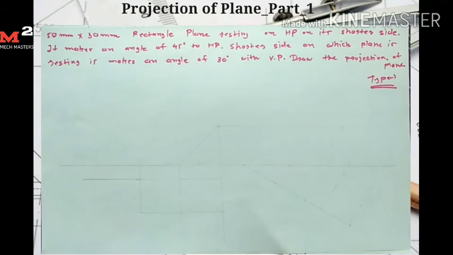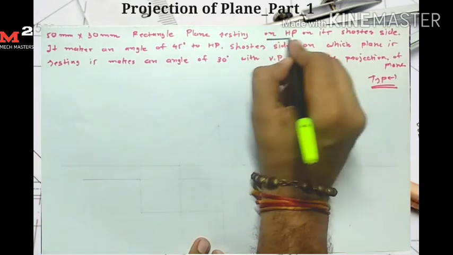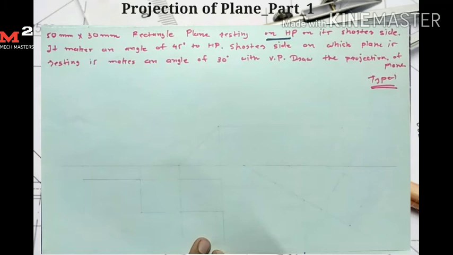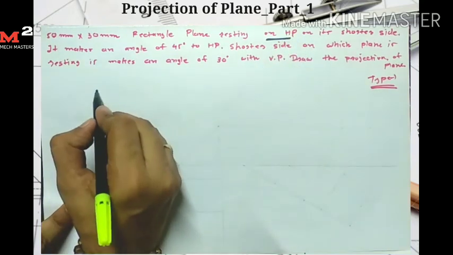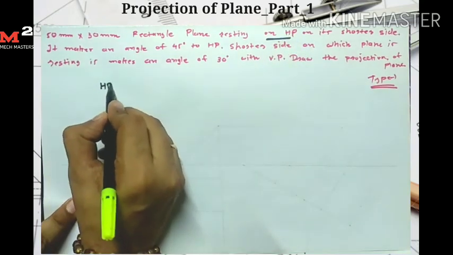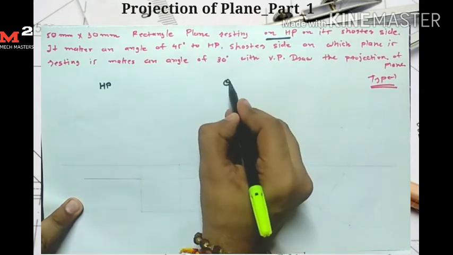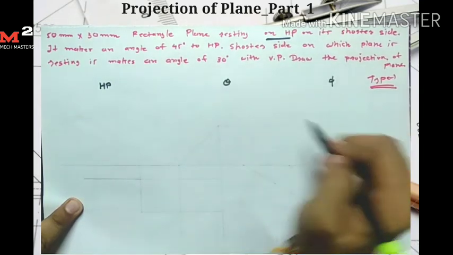Okay, in this problem it is given that a 50 mm by 30 mm rectangular plane is resting on the horizontal plane. Here the plane is resting on HP. When I read that the plane is resting on HP, as I told you, we solve the problem in 3 stages. So first I write down here HP, theta and phi.